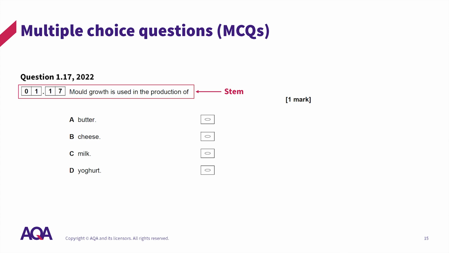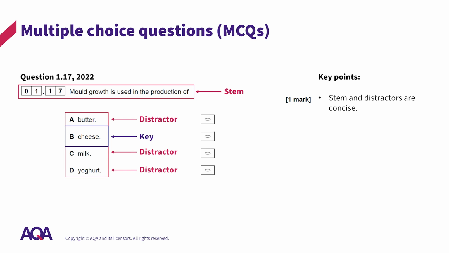the correct answer. When writing stems, as in all questions, it is important that they are concise so that it is clear to the student what is being asked of them. Any unnecessary information should be removed and the wording should remain minimal. Underneath the stem, we have the possible answers. The correct answer is called the key, and the incorrect answers are known as distractors.